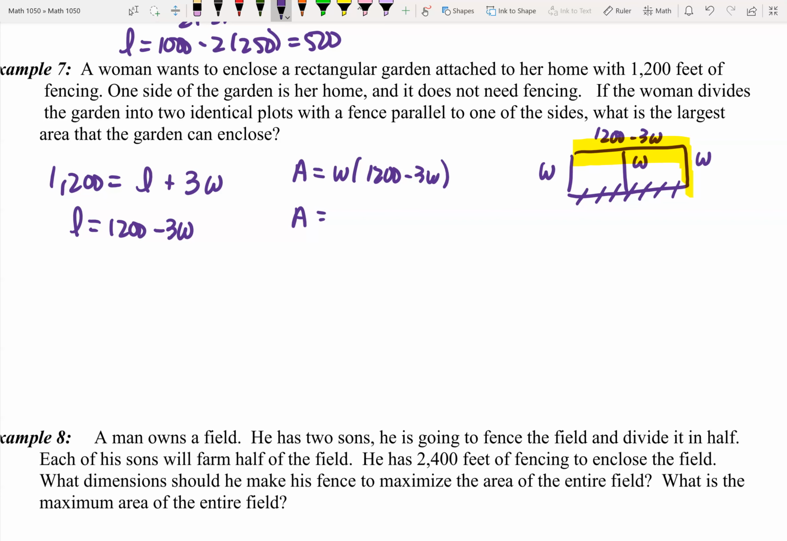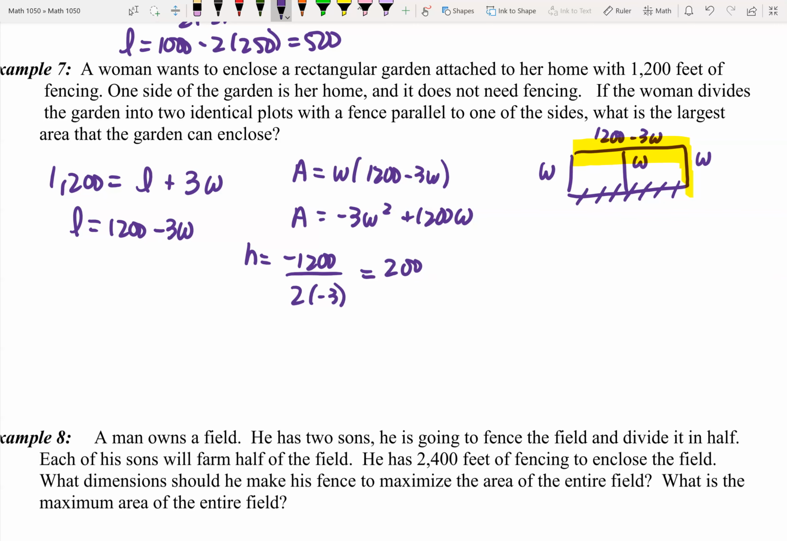I'm going to distribute and write it in the right order in the same step. So that's negative 3W squared plus 1,200W. There's nothing wrong with that. So I distributed and flipped them. Okay? So now H is negative 1,200 over 2 times negative 3. Negative over negative is a positive. 1,200 divided by 6 is 200.